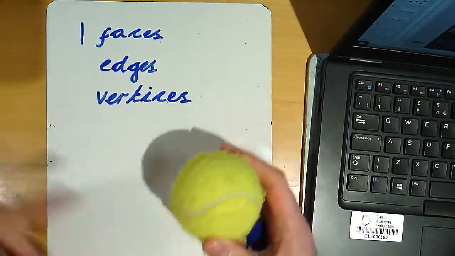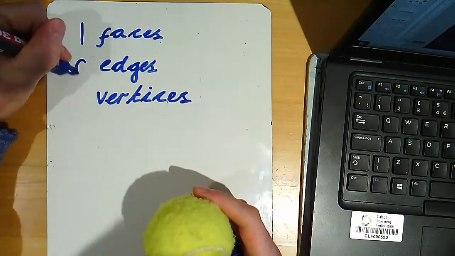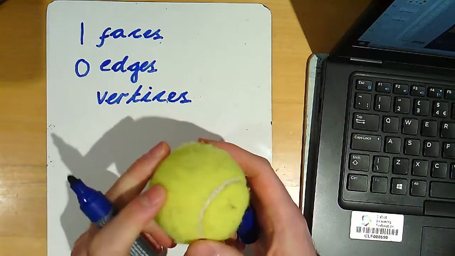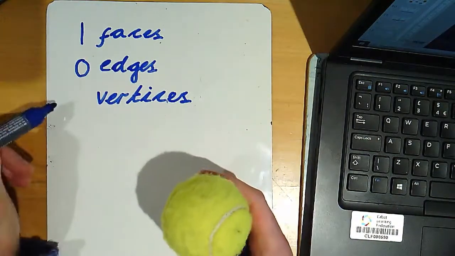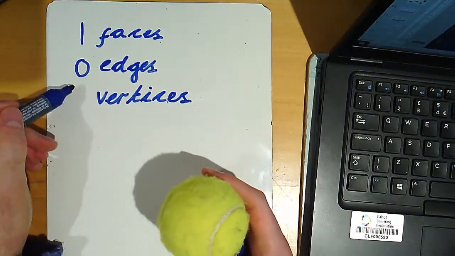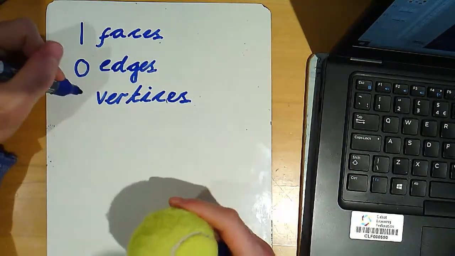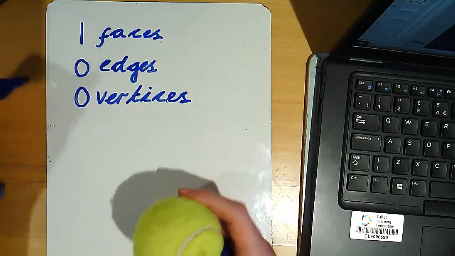So my sphere has 0 edges. And if it has 0 edges, nowhere can two edges meet together, because if there aren't any of them, they can't meet each other. So I can say my sphere has 0 vertices.